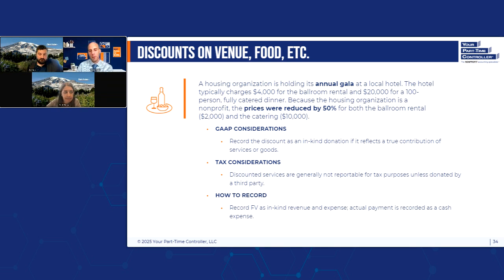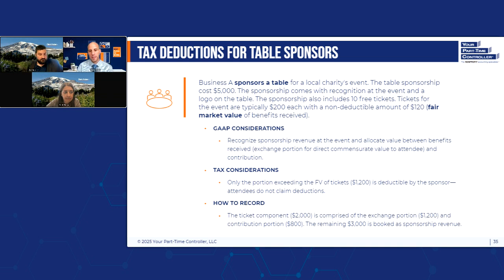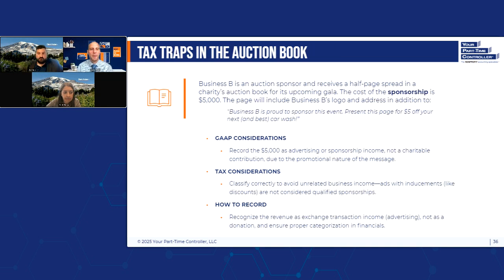And because we're running a little low on time, I'm actually going to skip this next one and move on to our last one, tax traps in the auction book, because I actually did see someone ask this question out there. So in this one, Business B is an auction sponsor. It receives a half-page spread in a charity's auction book for its upcoming gala. The cost of the sponsorship is $5,000. The page will include Business B's logo and address, in addition to "Business B is proud to sponsor this event. Present this page for $5 off your next and best car wash." Joe, what are the GAAP considerations here?